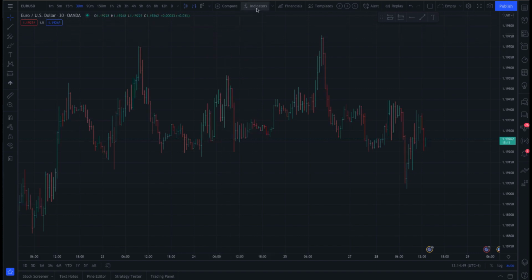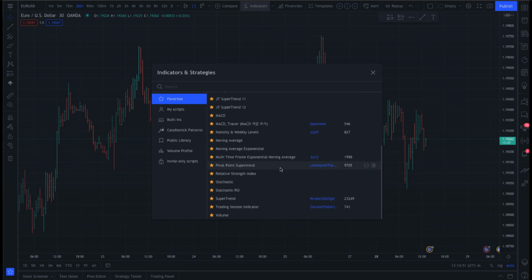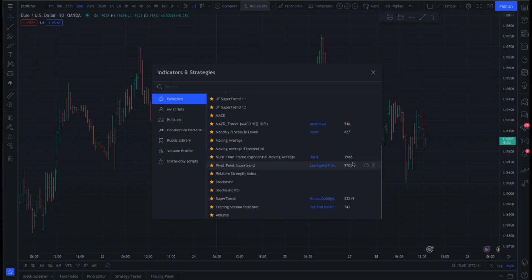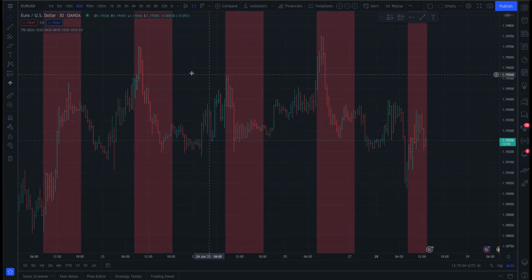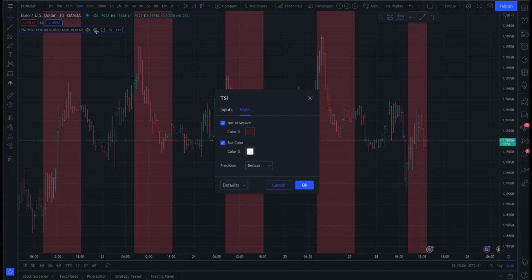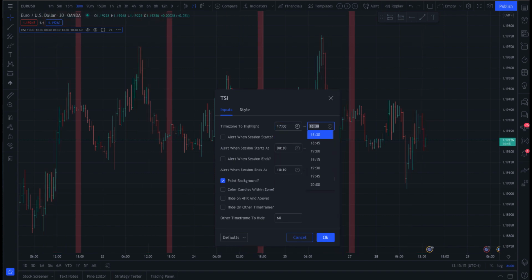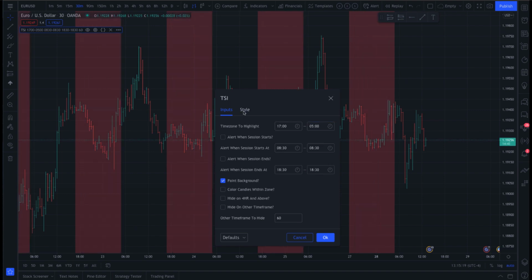Since the strategy requires knowing where the daily open price is, we are going to add the trading session indicator to the chart. I'm going to use the one by Zen and the Art of Trading. With this on the chart, we are going to remove the alerts and change the settings to 5 p.m. to 5 a.m. Eastern Standard Time. I chose 5 a.m. as this is closer to the time I would start my day.